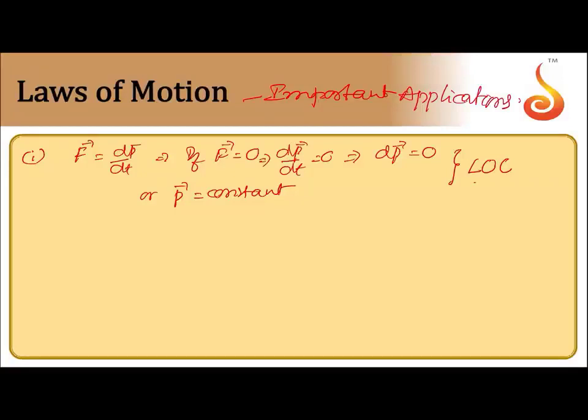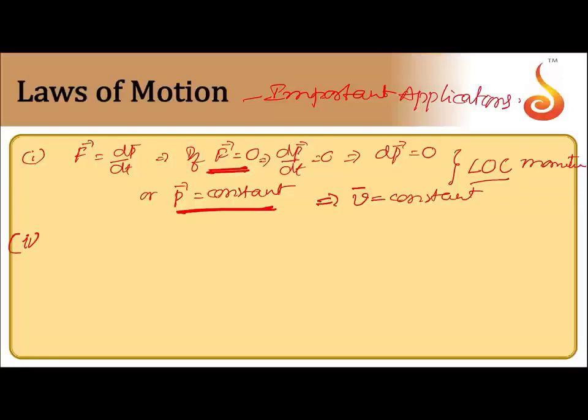Law of conservation of linear momentum, according to which, if the net force acting on an object is 0, then its linear momentum is conserved. If linear momentum is conserved, there is no change in momentum, right? It generally implies that for a constant mass system, its velocity is also constant. So velocity does not change if the mass of the system is constant. This is the law of conservation of momentum.